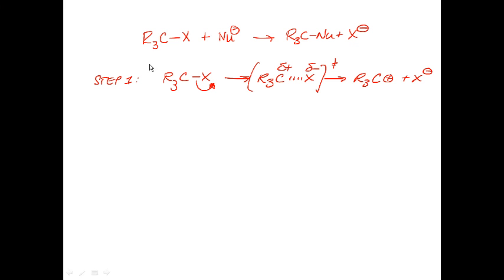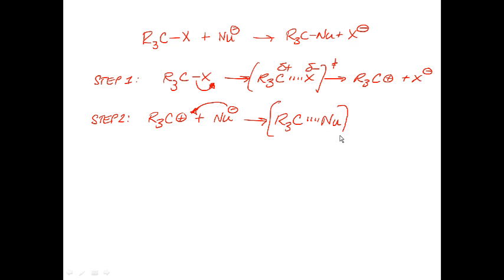Okay, and then in elementary step 2, we're going to have this carbocation react with our nucleophile with a negative charge. That nucleophile is going to donate the pair of electrons back to form the carbon nucleophile bond. What's that transition state going to look like? It's going to have a partial bond between the carbon and the nucleophile as it's going from no bond to forming a single bond.